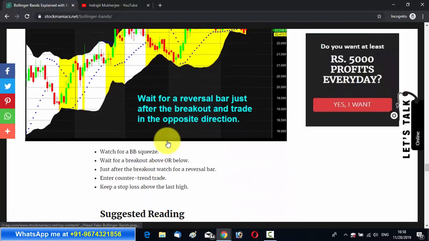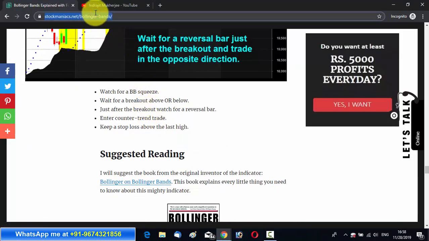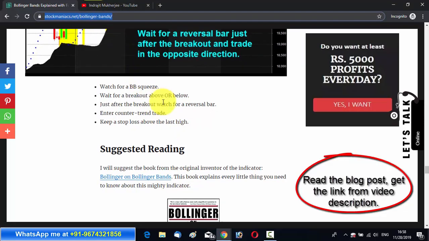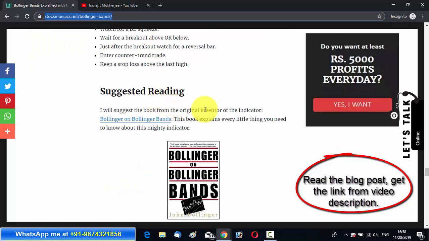So you can visit this blog post and you can get all the ideas on Bollinger Band trading. So I have also suggested a book on Bollinger Bands, and that is the Bible of Bollinger Bands, that is Bollinger on Bollinger Bands. That means what John Bollinger has said about the Bollinger Bands. So you will also get the Amazon link from here. So you can purchase the book and you can read about Bollinger Bands, and you can become a master on Bollinger Bands.